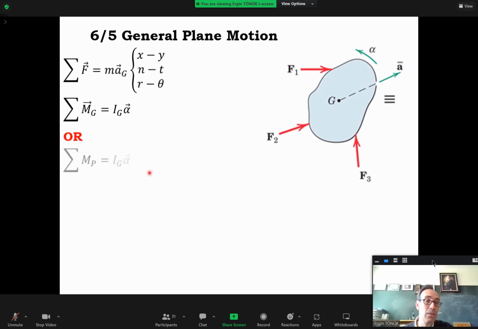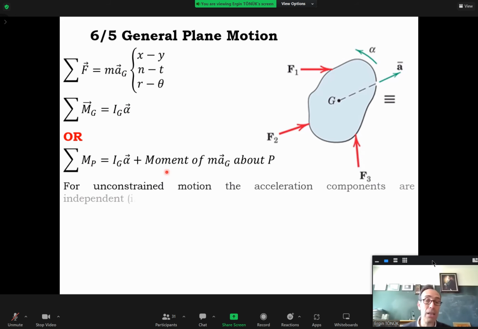Or sometimes you may take a moment about an arbitrary but specific point where you might eliminate some of the unknowns and write the expression like this and directly solve one of the unknowns. That's also possible. So what we do is, actually, that shouldn't be a vector because that's a scalar, clockwise or counterclockwise: I_G alpha plus the moment of m a_G about the point you take moment. So that's quite simple.